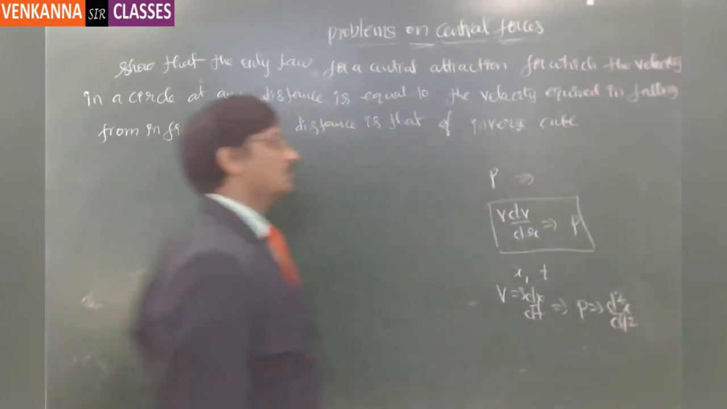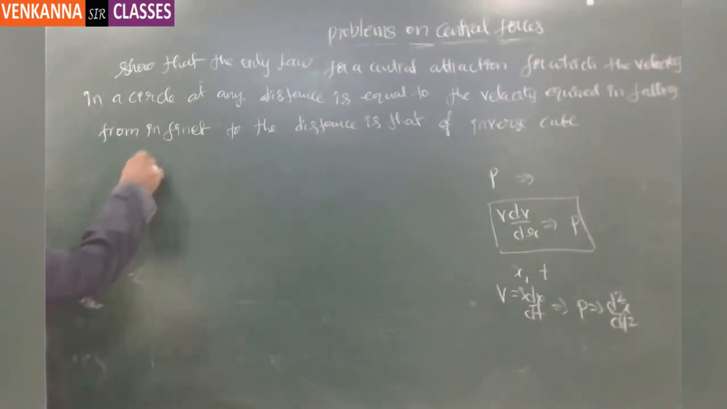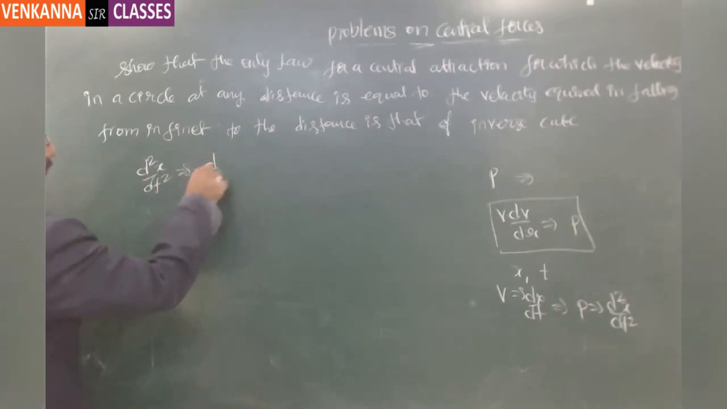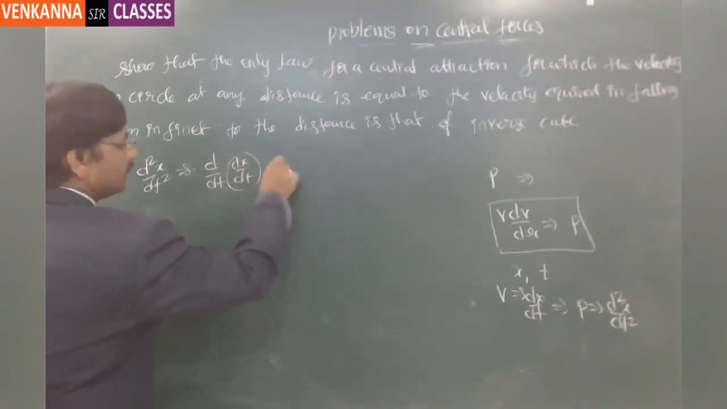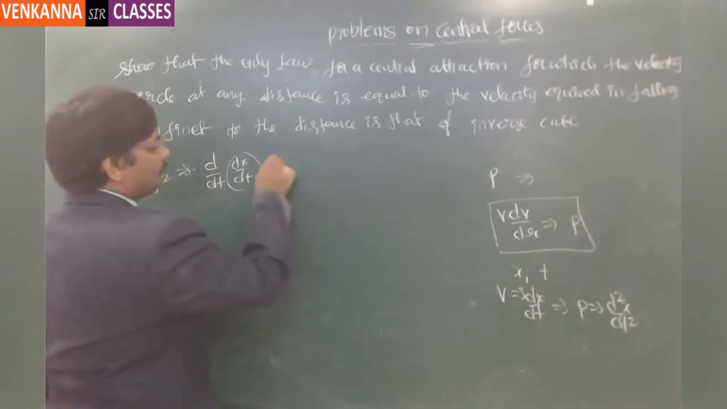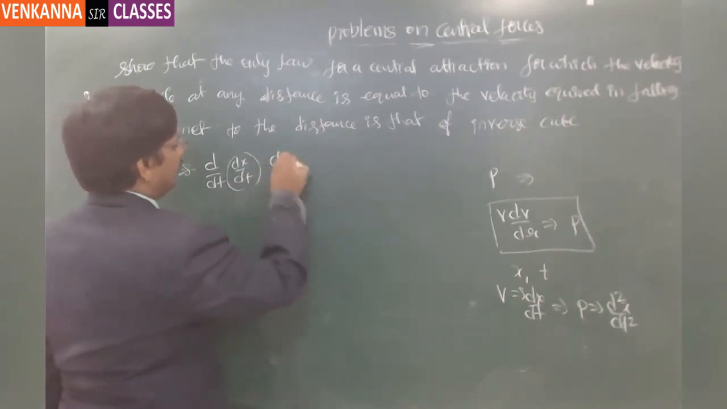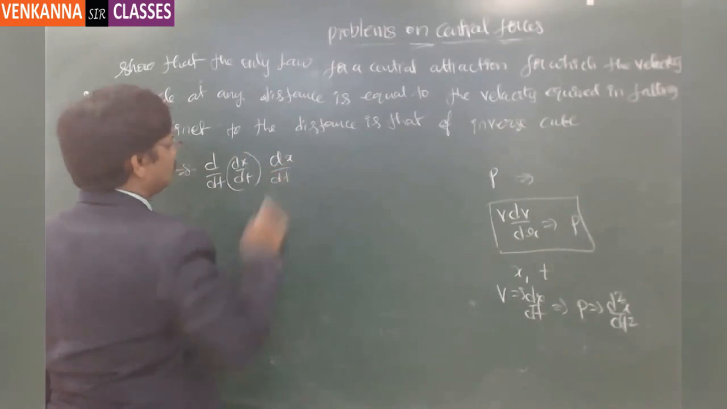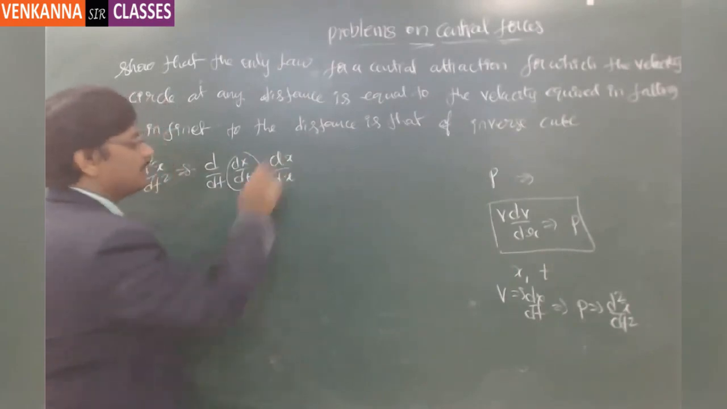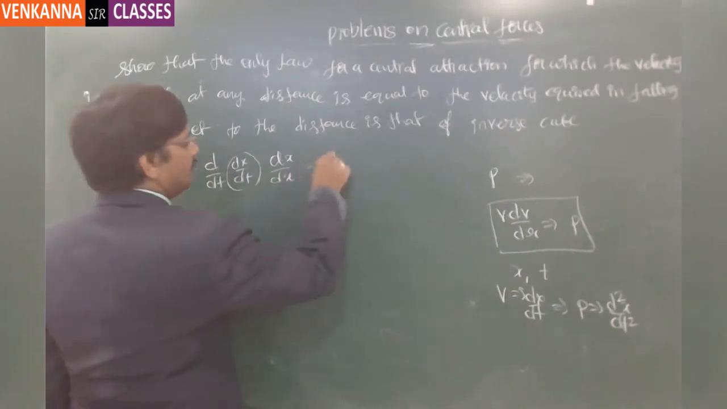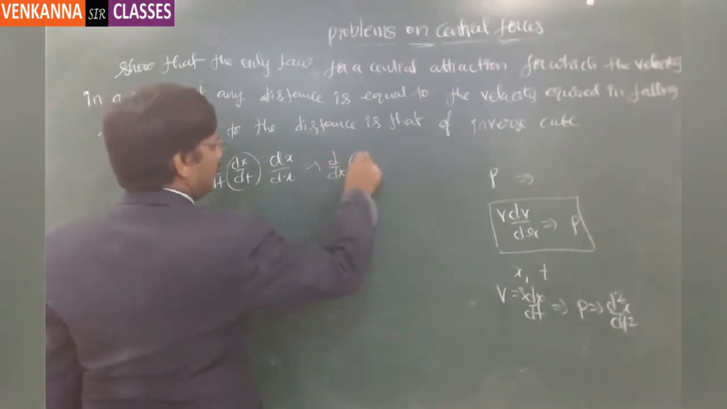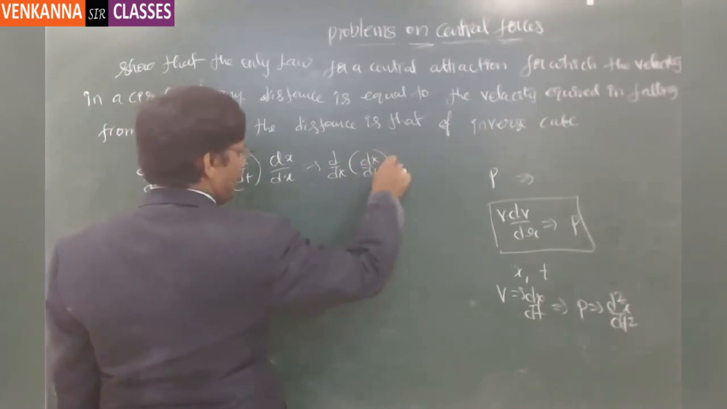This relation can be written as d by dt of dx by dt, and if you multiply with dx on either side, dx by dx, I can take this dx here and dt here: d by dx of dx by dt into dx by dt.